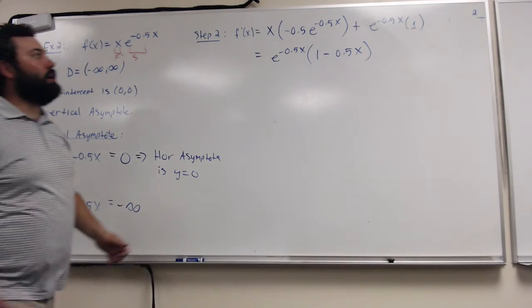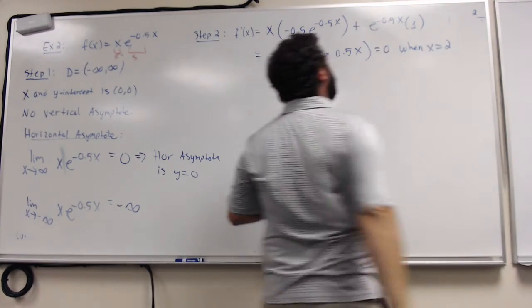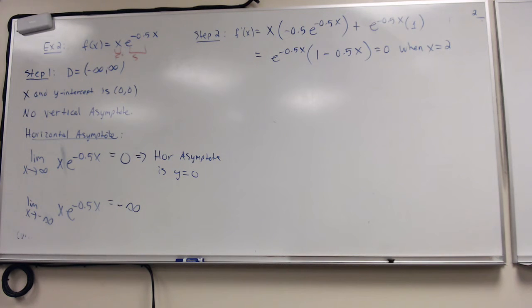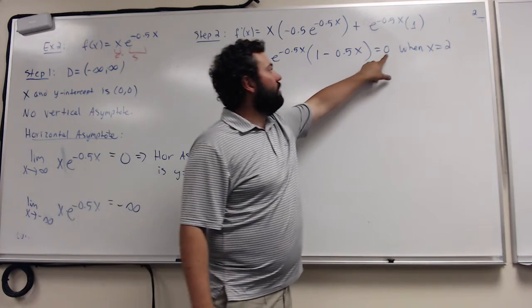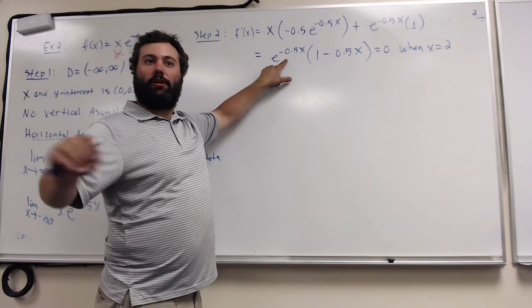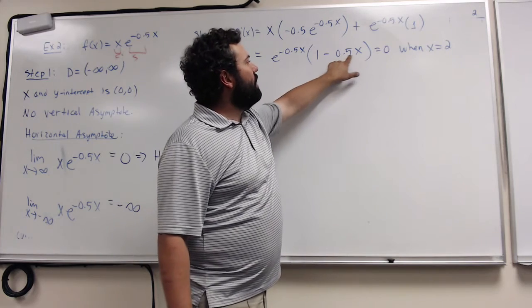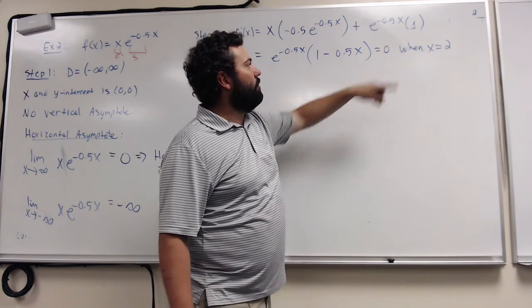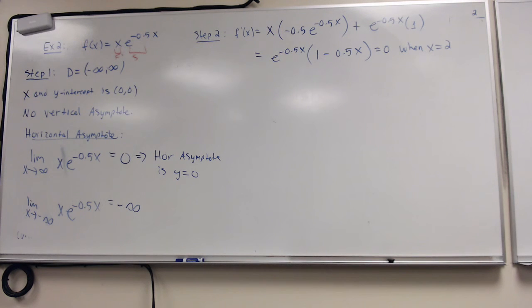And this is never undefined, but this equals 0 when x equals 2. Now, I didn't show the work here, but let me at least explain what I did. When you have two factors that are equal to 0, I set this first factor equal to 0, but it's an exponential. It never crosses the x-axis. So I only have to know when this factor equals 0. 2 times 0.5 is 1, so 1 minus 1 would be 0, and x is 2. And that's actually a critical number this time.